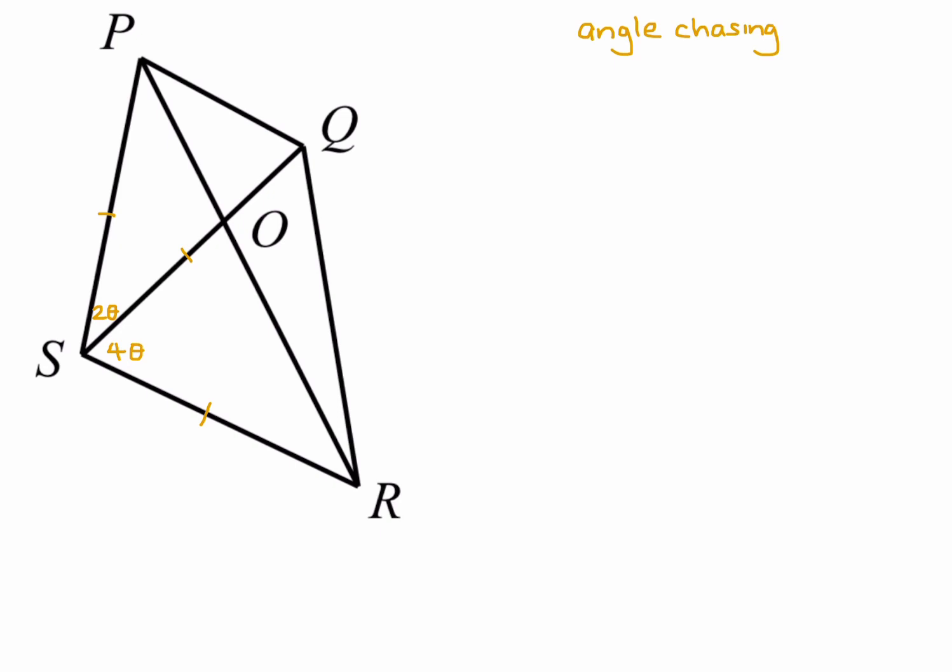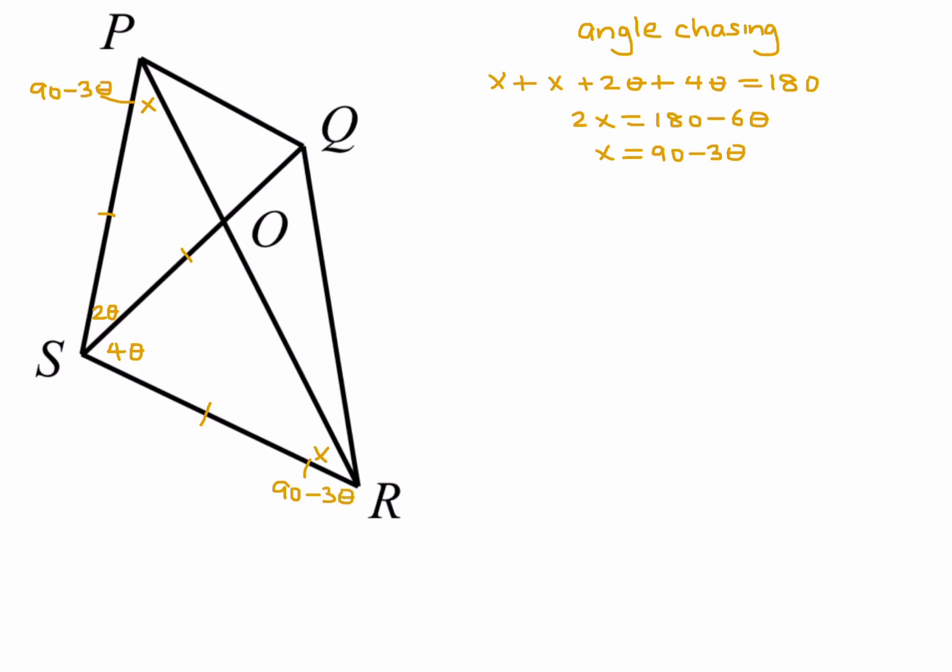So they've got some isosceles triangles, right? So let's start with this one here. If this is isosceles, this is going to be equal to that. I'll just call them x for now. So from the first triangle, I know that x plus 2 theta plus 4 theta is equal to 180. So that means 2x is equal to 180 minus 6 theta, and therefore x is equal to 90 minus 3 theta. Okay, I'll put that in here, 90 minus 3 theta. And this one also, 90 minus 3 theta. Let's keep going here. We got quite a few angles to get. So where do we go next?